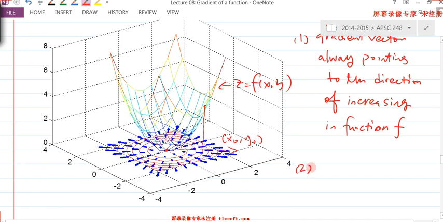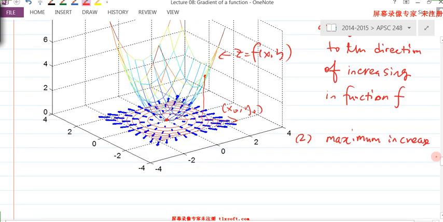Moreover, I cannot prove this one for now, but I'll actually be able to prove both of them. The gradient vector not only points in the direction of increase in the function f, it's actually pointing in the direction of maximum increase in the function f. So I'll write it here: maximum increase, or the greatest increase in function f.